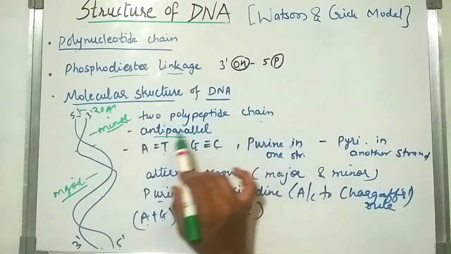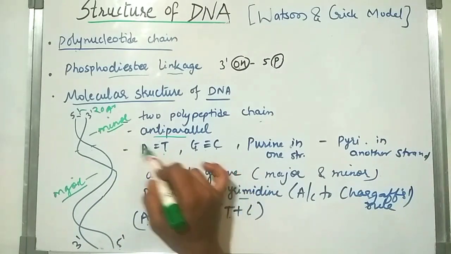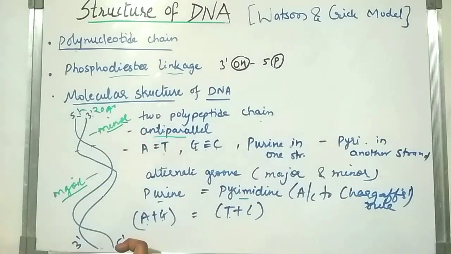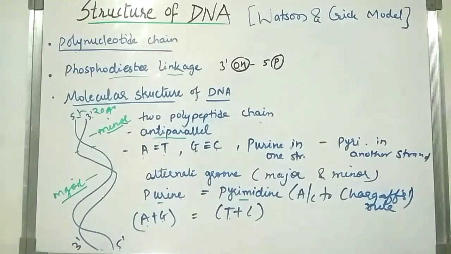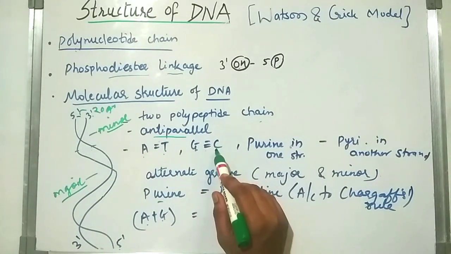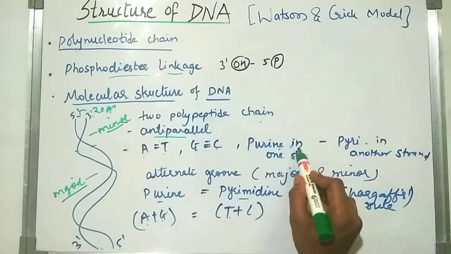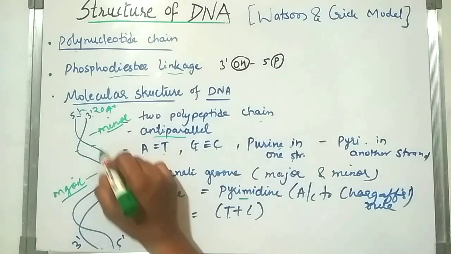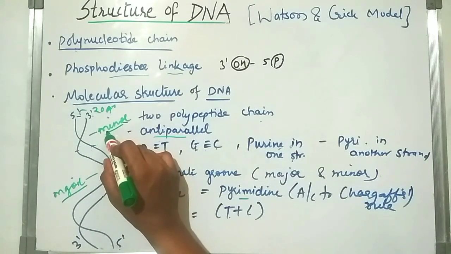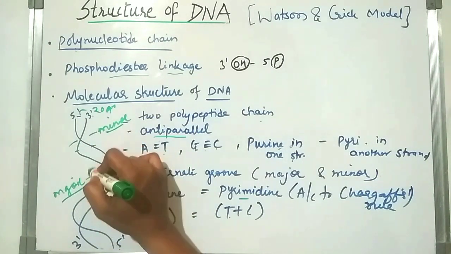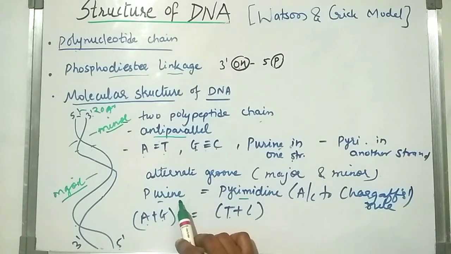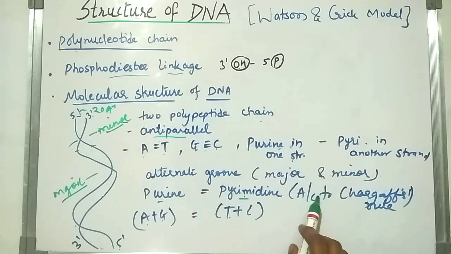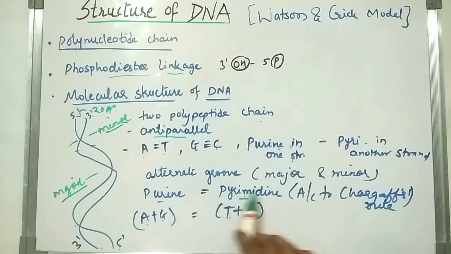Two polynucleotide chains are there. These are antiparallel in nature. Antiparallel means 5' to 3' in one, and 3' to 5' in the other. Adenine pairs with thymine with 2 hydrogen bonds. Guanine pairs with cytosine with 3 hydrogen bonds. So purine is in one strand, and pyrimidine in the other strand. Alternate grooves will be there: minor, major, minor, major, like that. According to Chargaff's rule, purine is equal to pyrimidine: adenine plus guanine equals thymine plus cytosine.